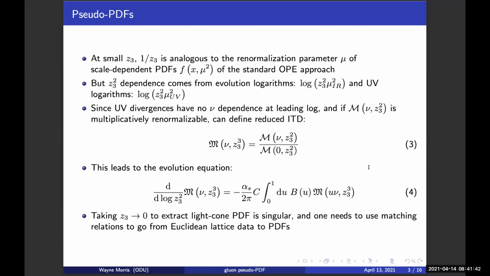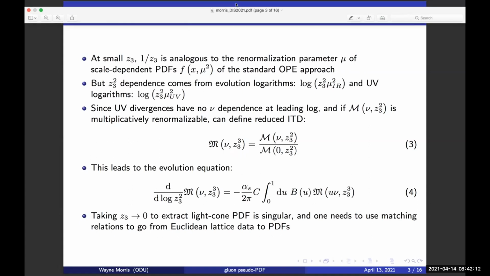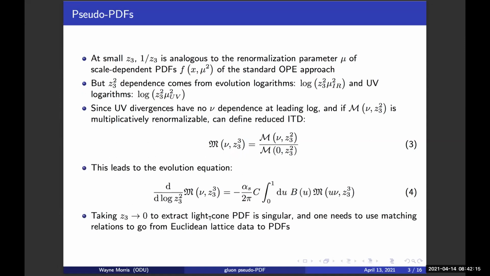And if you make sure that your quantities are multiplicatively renormalizable, the ultraviolet terms drop out. So from here, we can get this evolution equation where, again, we have this Z3 squared playing the role that the parameter mu would have played. The last thing here is that when you take this Z3 to 0 limit, you end up with these singularities, and so you need to find matching conditions in order to get the PDFs from the lattice data.